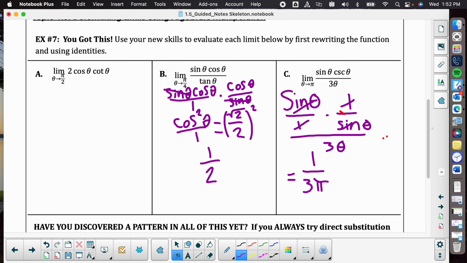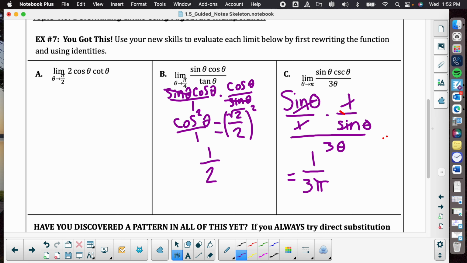Nice. B is good. So A still has no agreement? They're all agreed. I got different answers. I'm going to go with B. Where are you guys getting different answers from? Is it just evaluating pi halves, or is it simplifying differently?